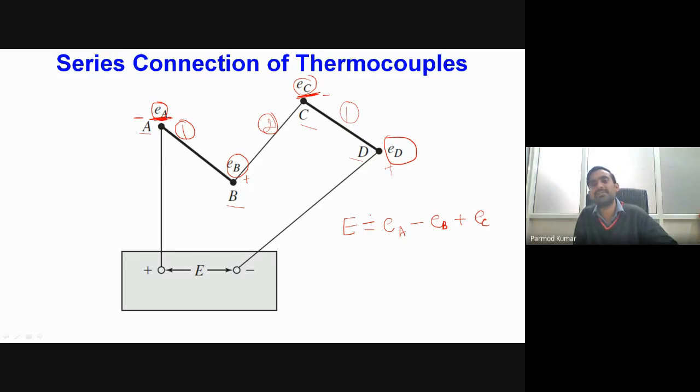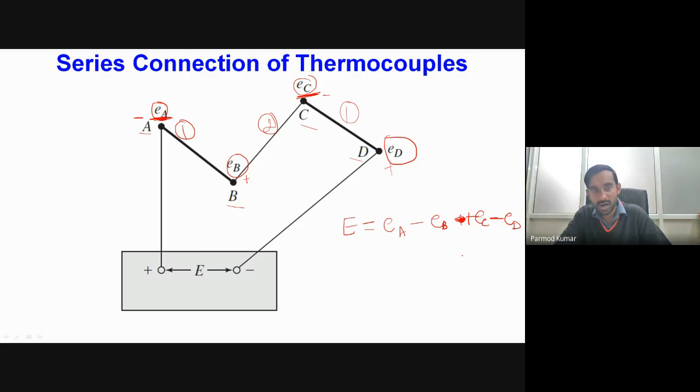So what will be happening? E will be actually whatever the final output we will be measuring. That will be nothing but EA minus EB plus EC. So I have considered negative as minus. Yeah. So EA minus EB plus EC minus ED. Okay. So that will be my final EMF, whatever I will be obtaining from this series circuit.